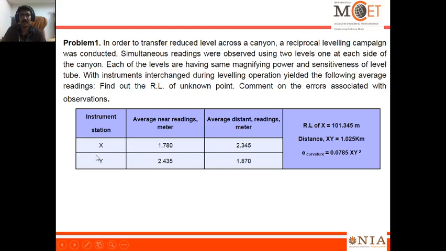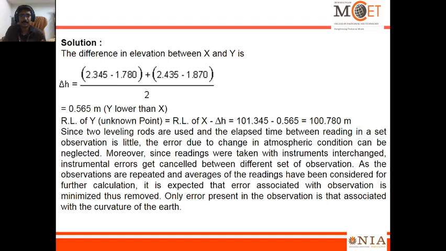When the instrument is at x and the RL of x was given, the readings taken over the staffs are 1.70, which is nearer, which is far. And when the instrument is at y, this is nearer to that. So these two are at the same place, right? The distance between x and y is 1.025 kilometer. One equation was given here. What it is, we will see in the later videos.